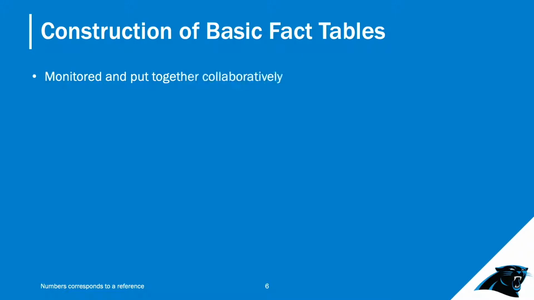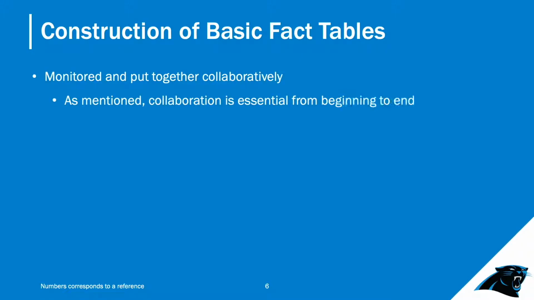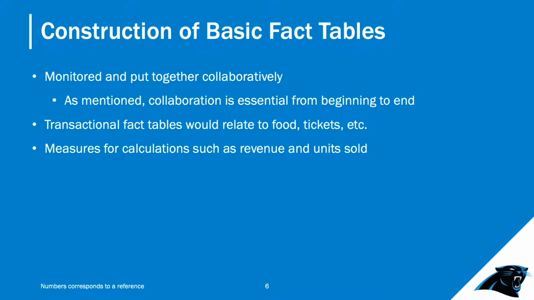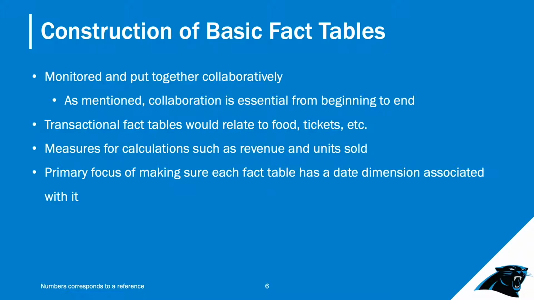For the Carolina Panthers, construction of these basic fact tables would be monitored and put together collaboratively. Transactional fact tables are the most basic type of fact tables and would associate with sales such as food, season tickets, and beverages. These tables will hold measures for how much revenue was generated along with units sold to start. A primary focus of ensuring all fact tables have an associated date dimension table is key.